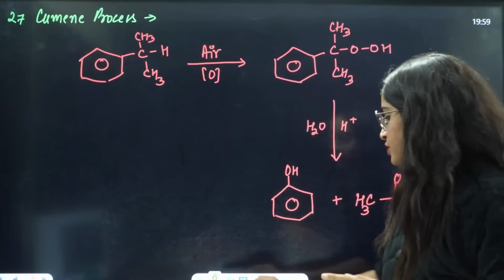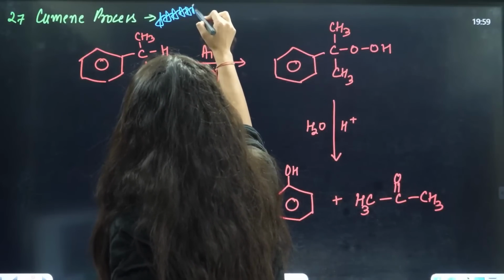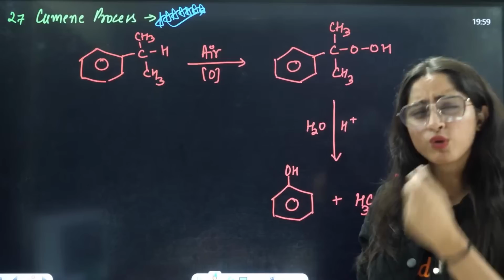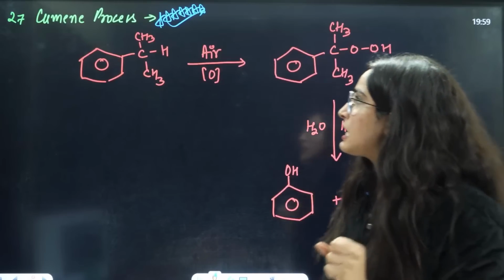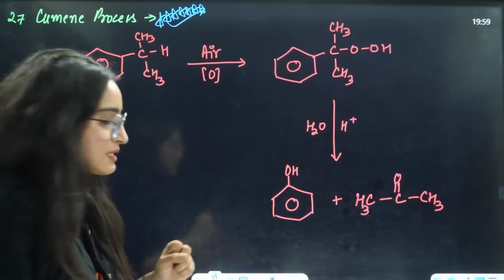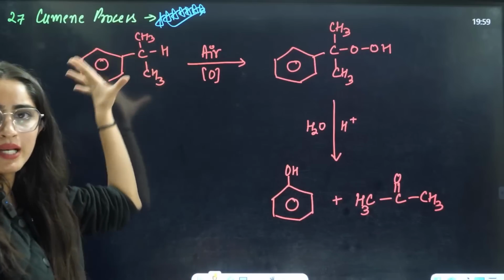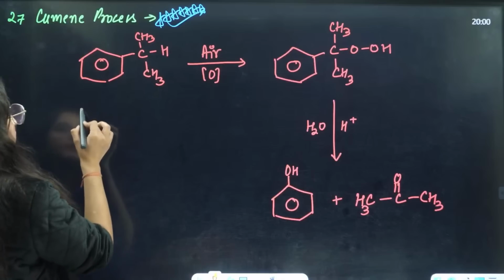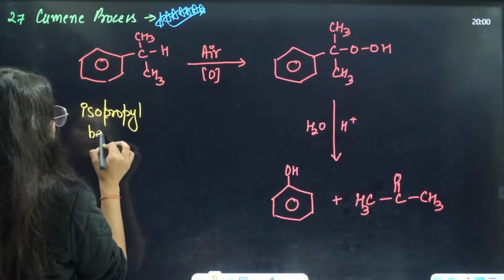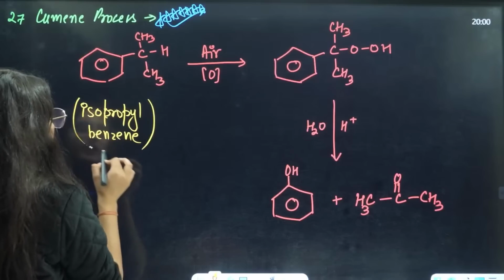Next is the Cumene process. Again, a very, very important process. You will just pick out the last 5 years' questions; this is mostly asked every year. Now, the Cumene process is basically the formation of phenol. First thing is you will have isopropyl benzene. This is called cumene, the common name is cumene.